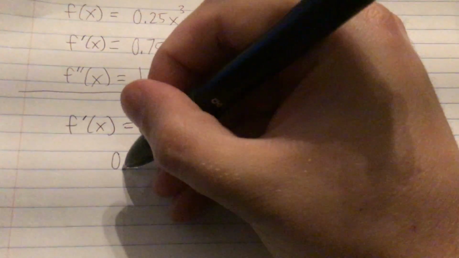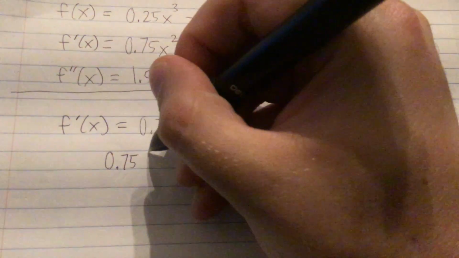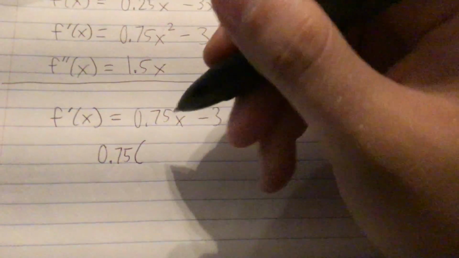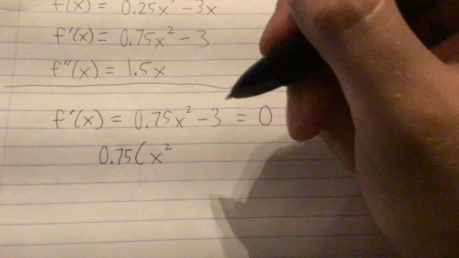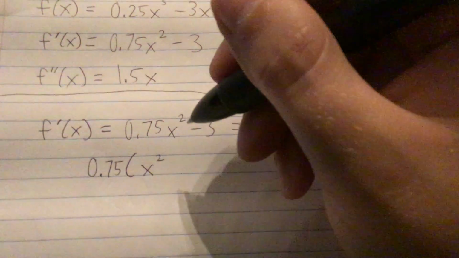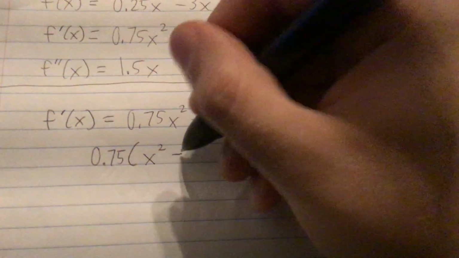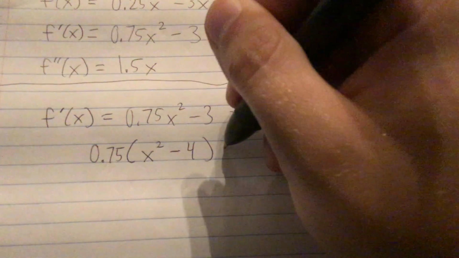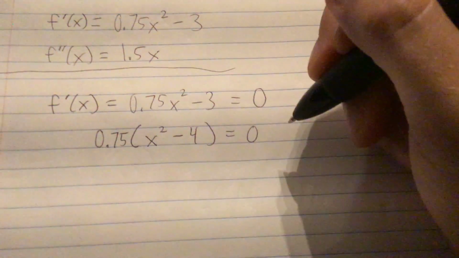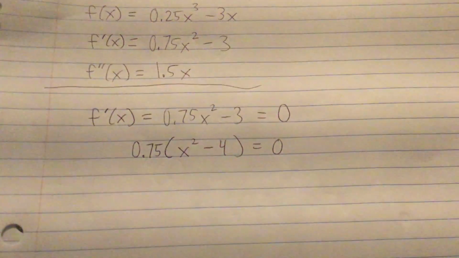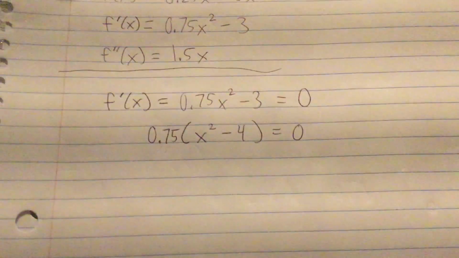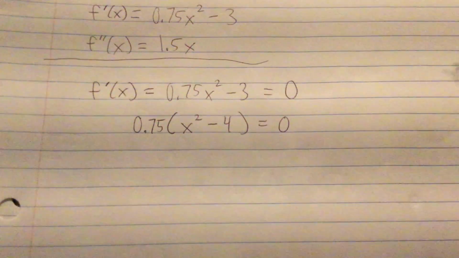So if I factor out that 0.75, now I know why that problem's up there. 0.75 gets factored out, leaving me with x squared, and 0.75 times negative 4 would be negative 3, which is equal to 0. Ah, the proof is in the pudding. Well, there's no pudding. There's only calculus.